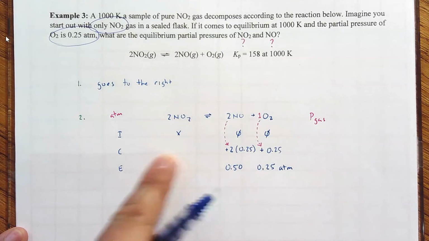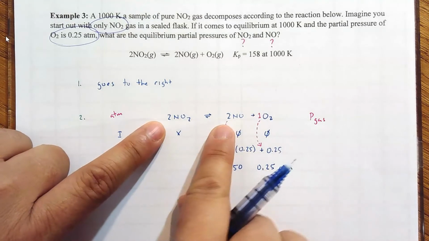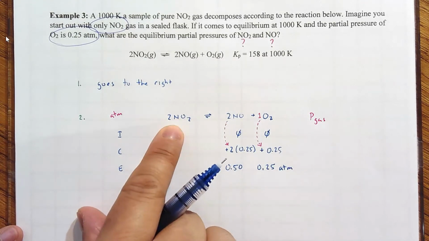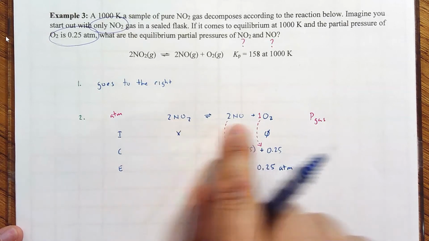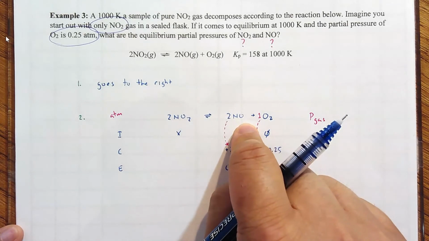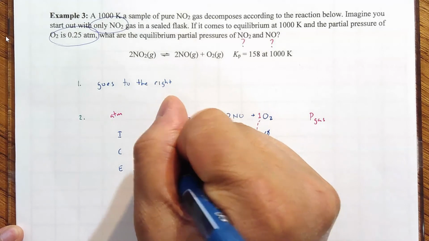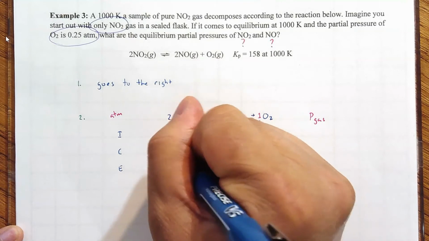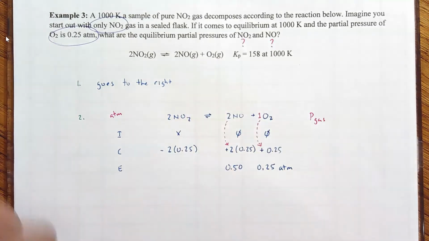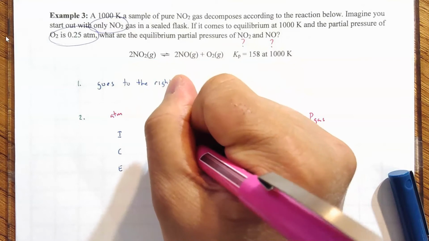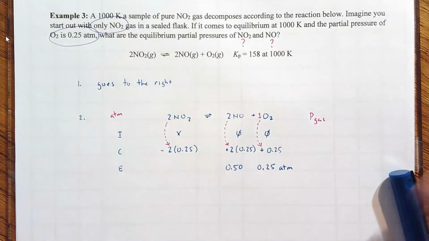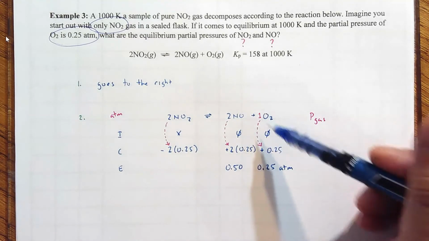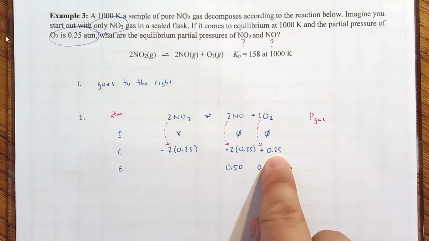But what can we fill in for the change? Look at that, the same coefficient. But now we're losing NO2. We're losing reactant. Here on the right side we were gaining product. This is why we're going to put a negative sign. And then how much? 2 times 0.25. Again, we are using the coefficients to remind ourselves how to multiply this change, if we set the change of this oxygen to 0.25, which we are.